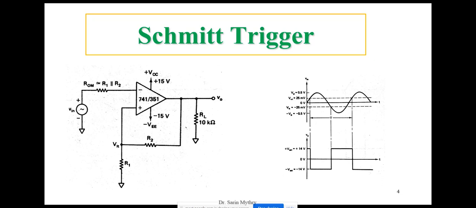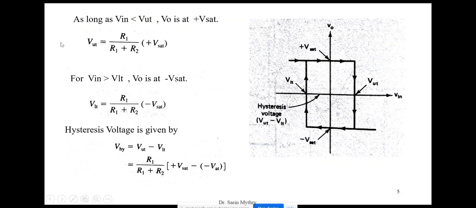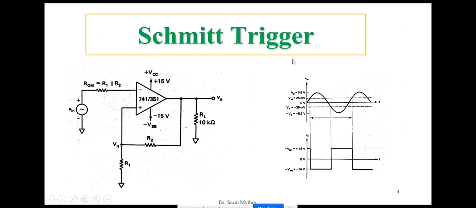Whatever I explained, I'll try to calculate with the help of some concepts which are studied in physics. So see now, as long as Vin is less than VUT, your Vout is going to be Vsat. Your output is going to be positive Vsat.